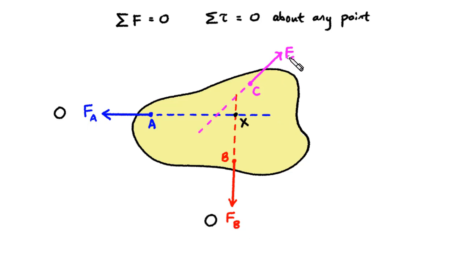What about force C? Hey, wait a minute. Force C actually produces a clockwise moment about point X. That means the net moment is not zero about point X, right? Zero plus zero plus something is not zero. So your friend is not so clever after all, huh? Your friend said the direction is this way. Your friend is wrong.